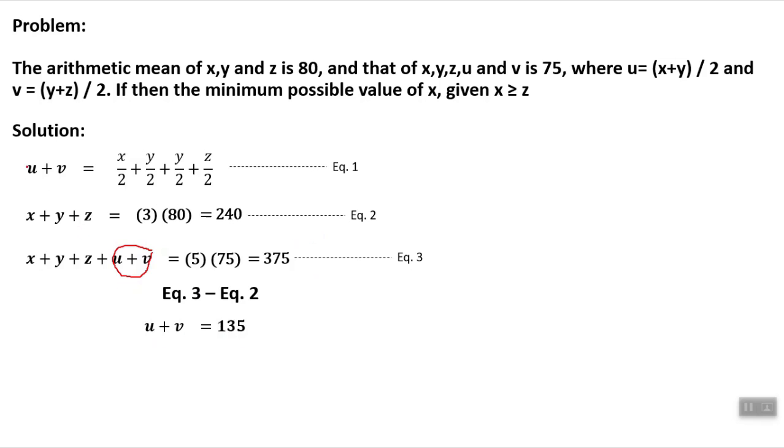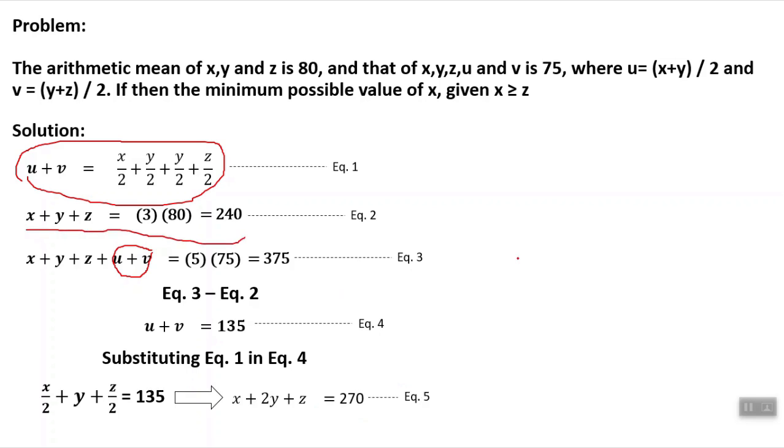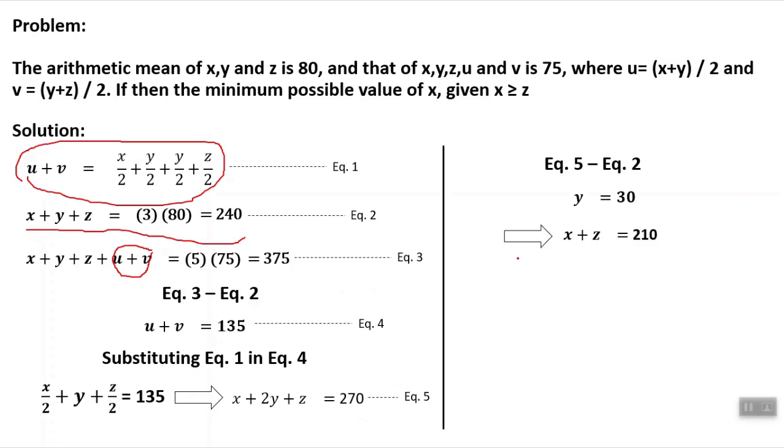But u plus v has already been defined in the question as this group. So rewriting that, we get x divided by 2 plus y plus z divided by 2 is equal to 135. Simplifying that, because we generally stay away from fractions, we get x plus 2y plus z equal to 270. However, we notice that x plus y plus z is 240. So what does that give you? It gives you the value of y. And once you know the value of y, you know x plus z.